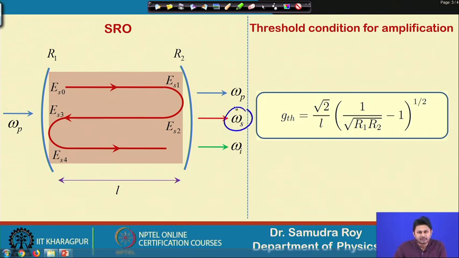The g value, which is related to the pump amplitude or pump intensity, should have a threshold value, and this threshold value should be equal to root over of 2 divided by L, times 1 divided by root R1 R2 minus 1, whole to the power half. Once we have this value, we can calculate from here the corresponding threshold value of the pump intensity, so that I can amplify this signal field Es.